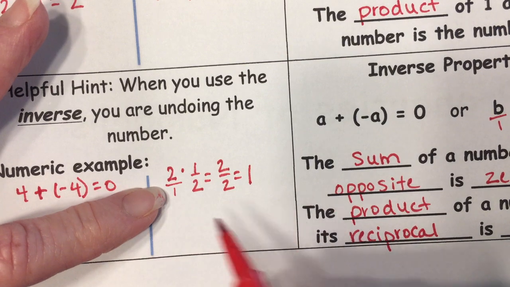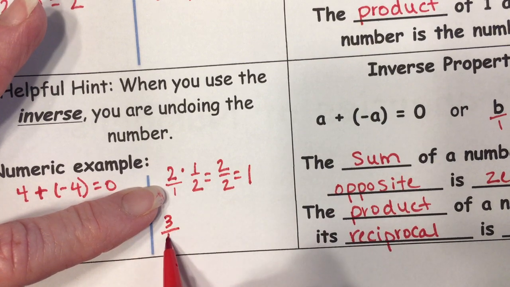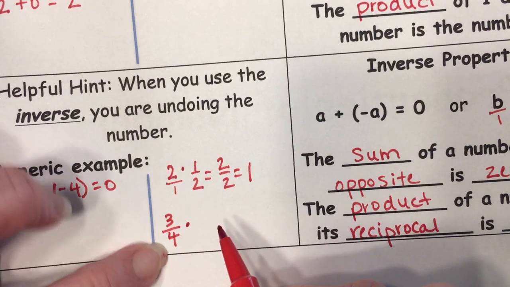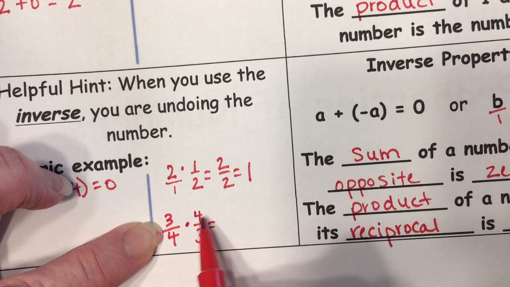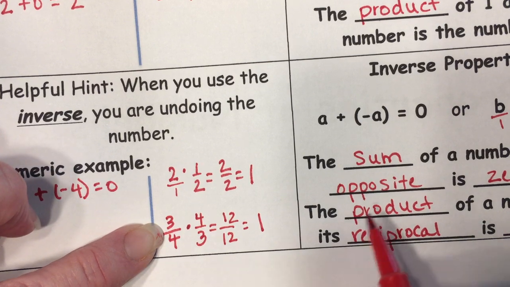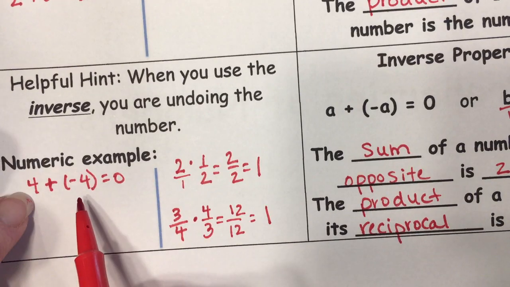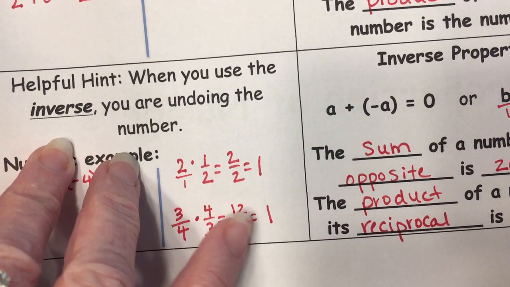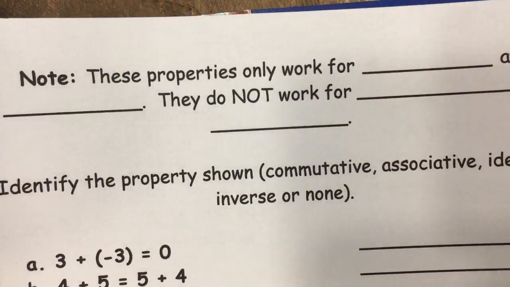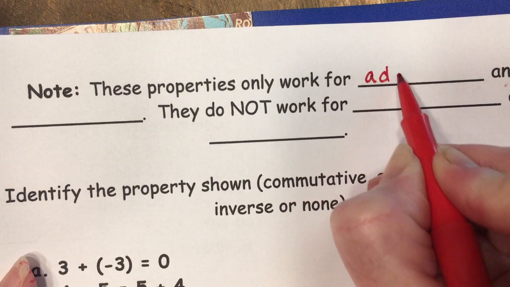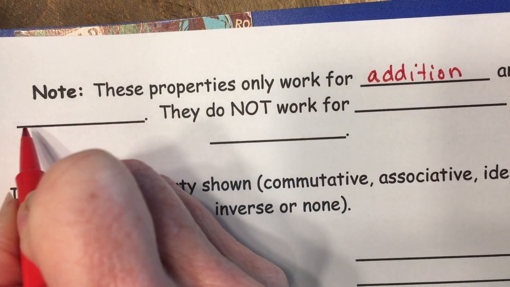Right? Or it doesn't always have to be a whole number. You could start with a fraction like 3/4. Okay, if I want to make 3/4 into 1, I multiply it by its reciprocal. So the reciprocal of this would be 4/3. 3 times 4 is 12, 4 times 3 is 12, which again is 1 whole. All right, so the inverse property is telling us a number plus its opposite is 0, or a number times its reciprocal is 1. All right, so the problems you're going to be asked look like these on the front here. All right, so again, one more reminder, these properties work only for addition and multiplication.